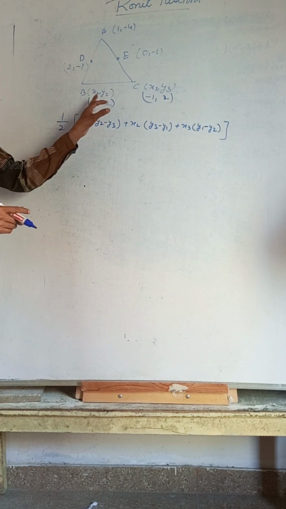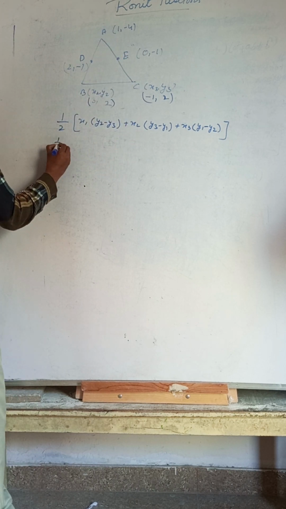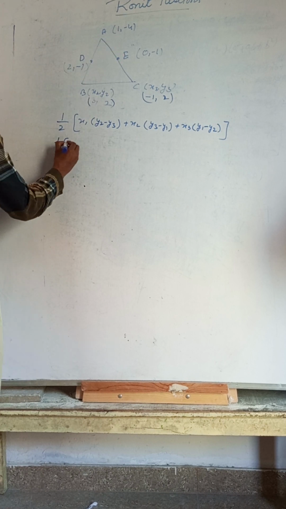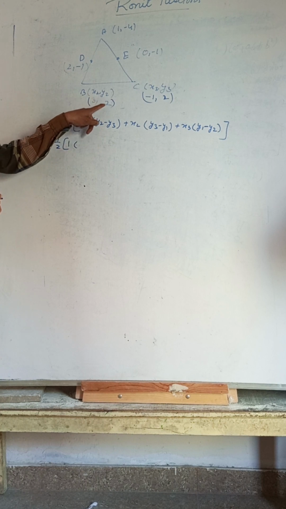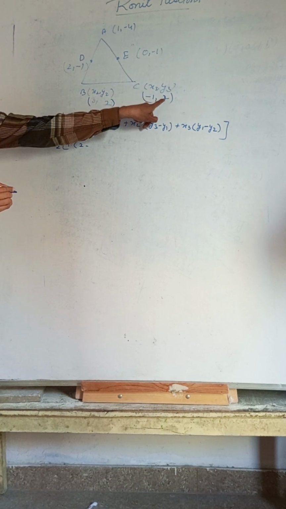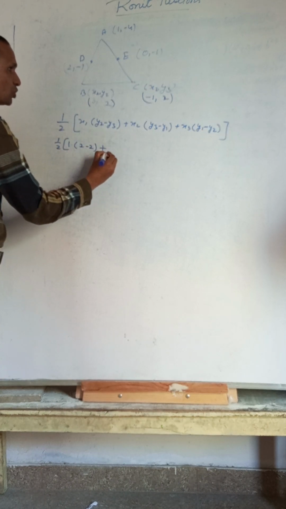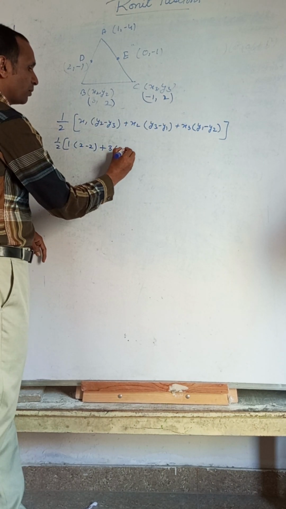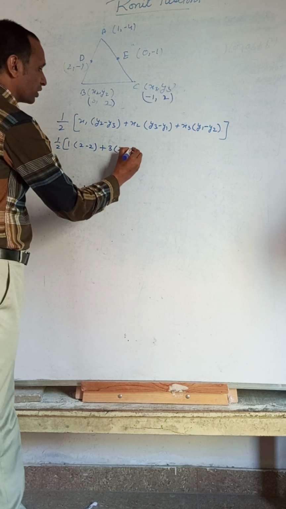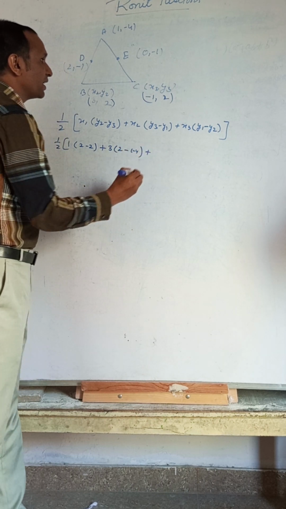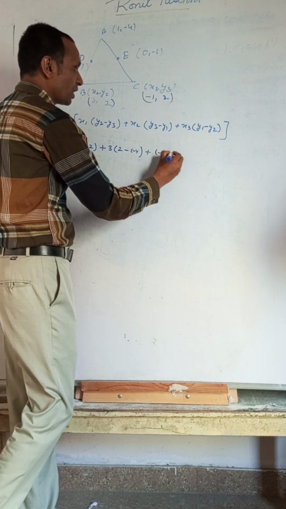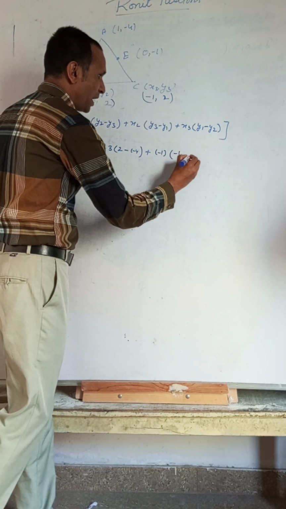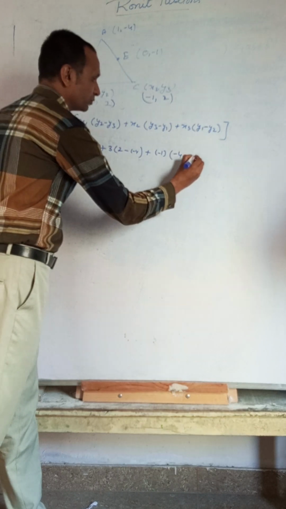Here the x, y values for points 1, 2, 3 are already known. So 1/2 into x1 value, which is 1, times (y2 value 2 minus y3 value 2), plus x2 value 3 times (y3 value 2 minus y1 value -4), plus x3 value -1 times (y1 value -4 minus y2 value 2), bracket closed.